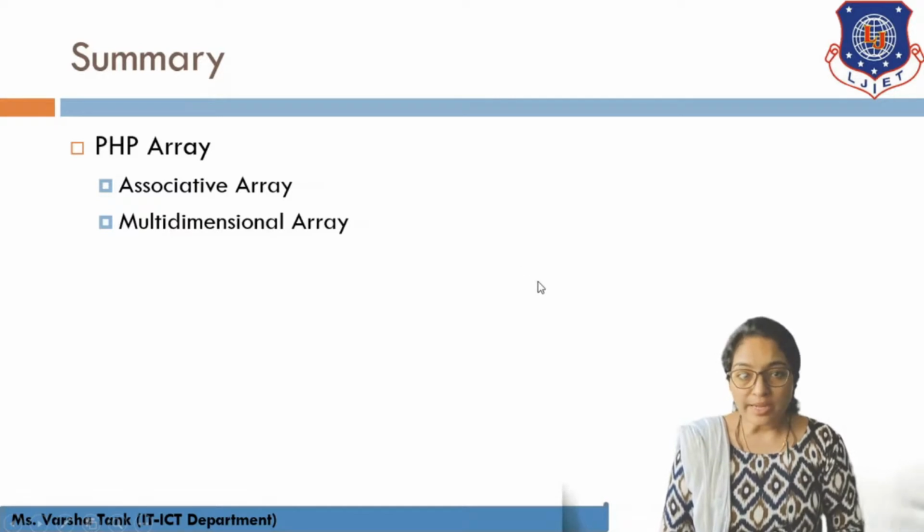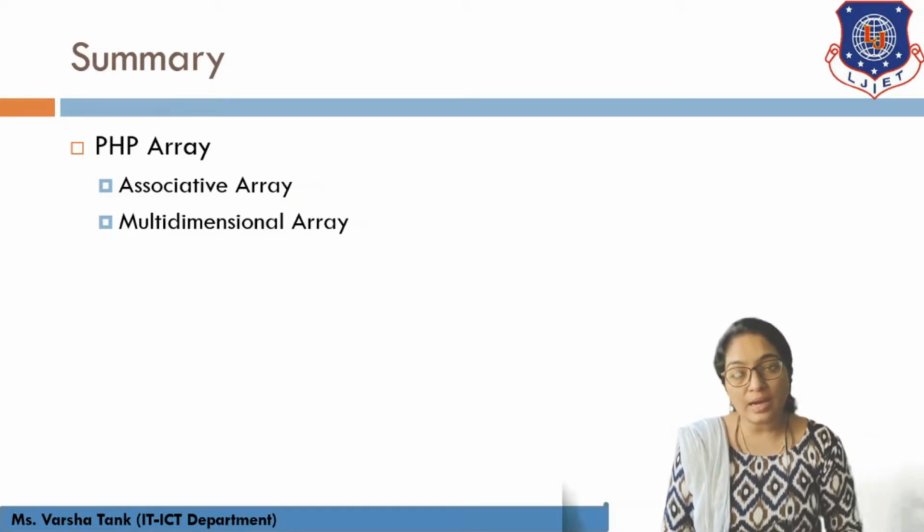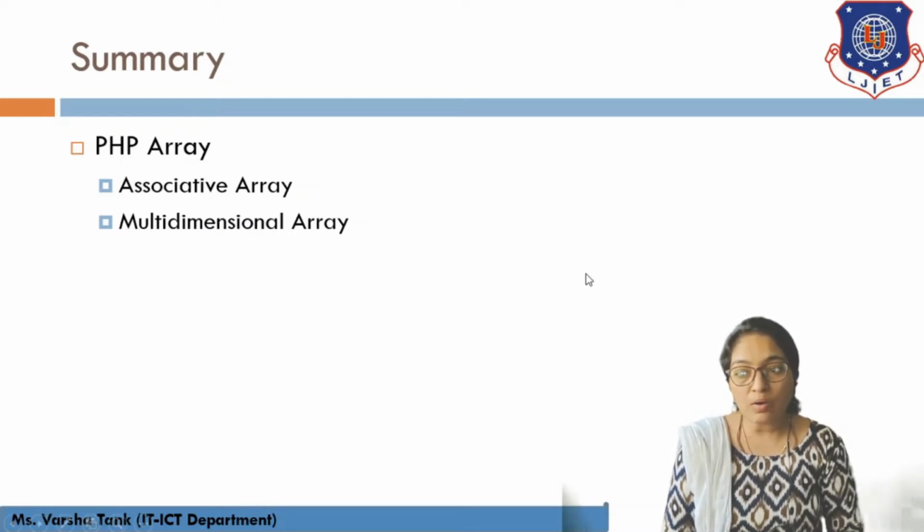So, summary of this lecture: we have learned about the PHP array, that is, associative array and multidimensional array. We covered indexed array in the last lecture. So now we are aware of the three different types of array, that is, indexed array, associative array and multidimensional array.